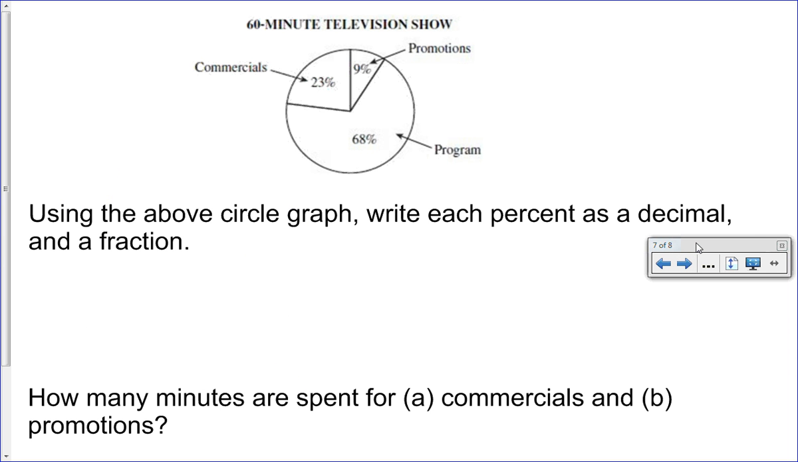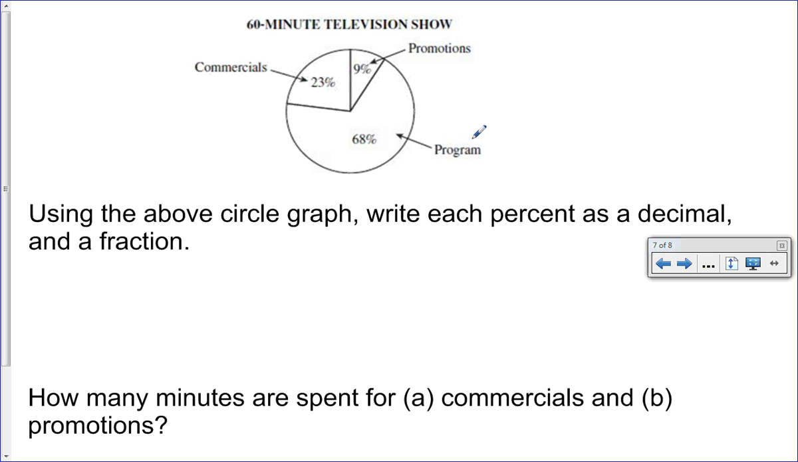Okay, some of the problems we're going to deal with involve looking at diagrams and real life situations. So here's a very simple circle graph that shows the division of minutes in a typical 60-minute television show. So commercials represent 23%, promotions, special commercials represent 9%, and then the main program itself is 68%.